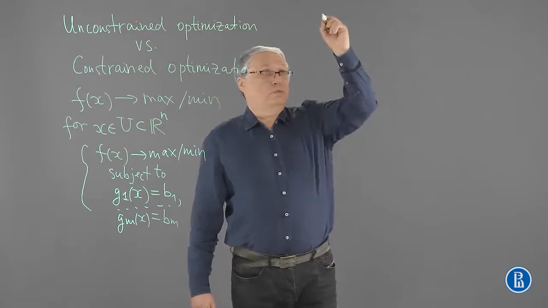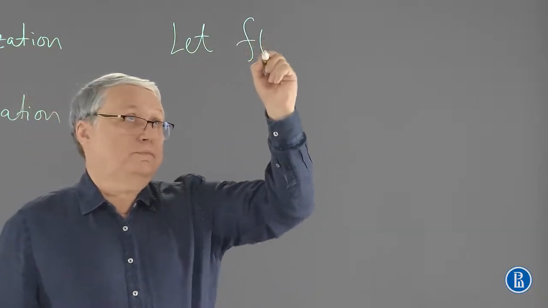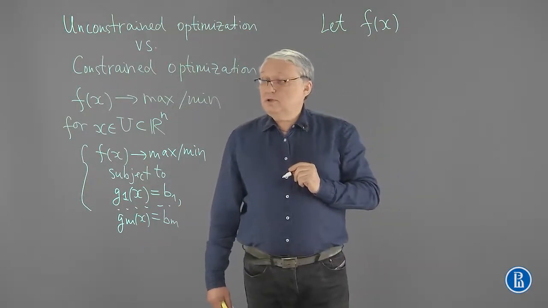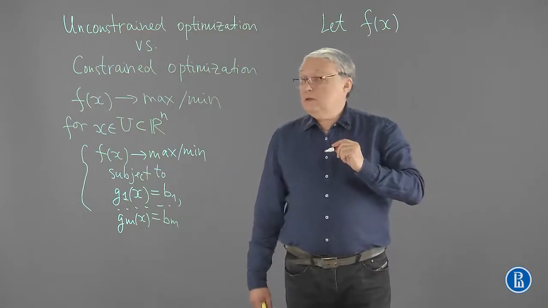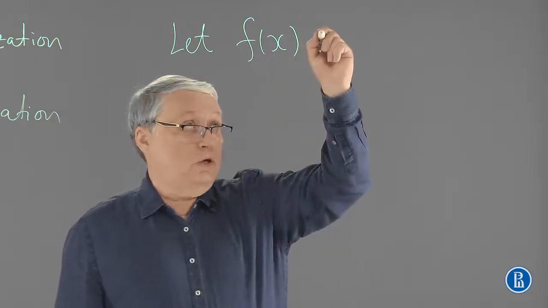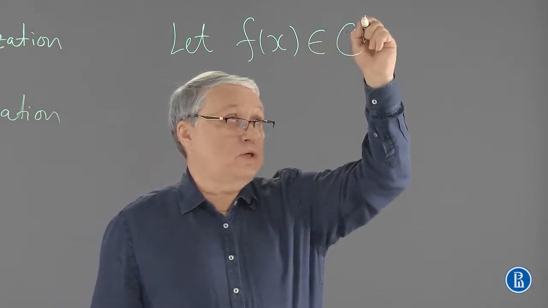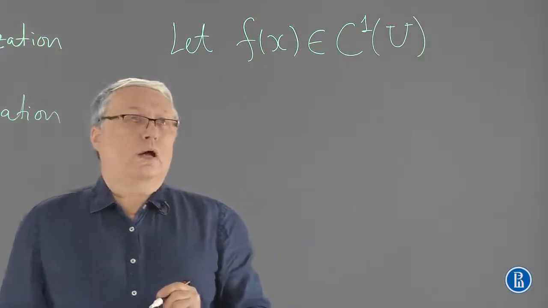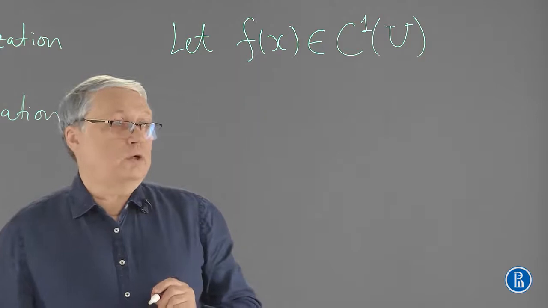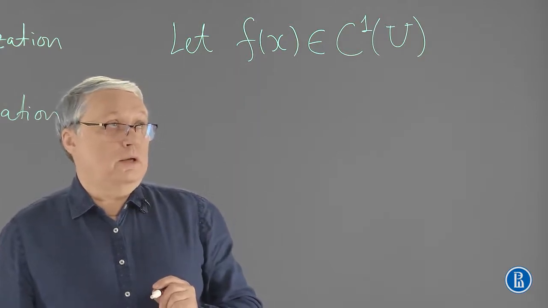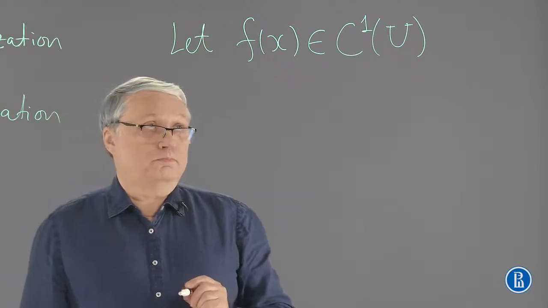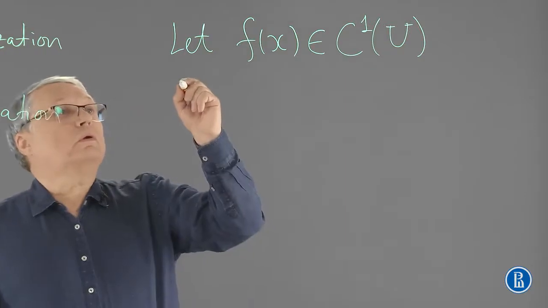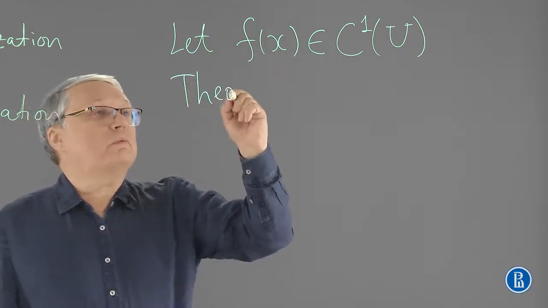So let's suppose that our function f of x, which is defined on some set U, and we'll consider an open set as earlier, but this time it is continuously differentiable, so it belongs to the class C1 of functions. And I'm ready to state a necessary condition for a point to be a local maximum or a local minimum in the form of the theorem.